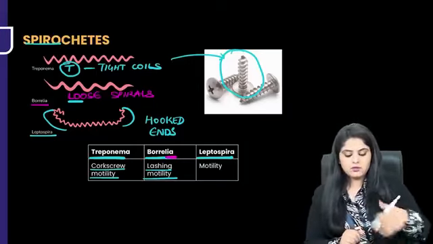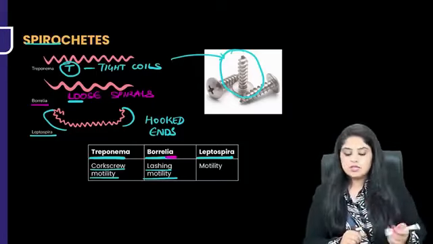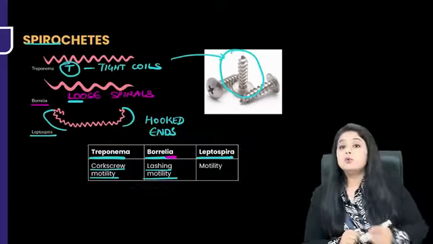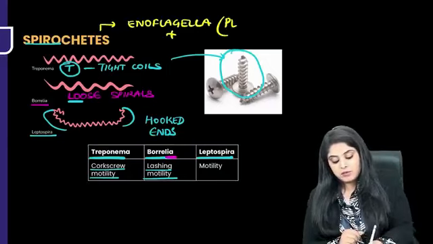Please note that in all of these, I did not show you any flagella coming out. If there's no flagella coming out, how are all of these moving? How are they motile? Because remember, spirochetes don't have a flagella coming out. They have a flagella inside. All of them have an endoflagella. Which part of the bacteria has an endoflagella? That is the periplasmic space.